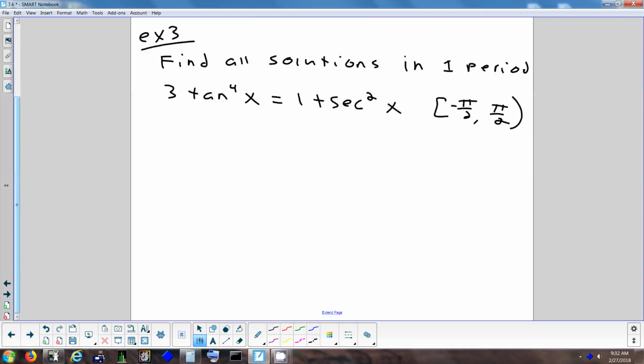It asks me to find all solutions in one period. And I'm even giving you a hint that the period is between negative pi over 2 and pi over 2. The period of this problem is 180 degrees, or pi radians.